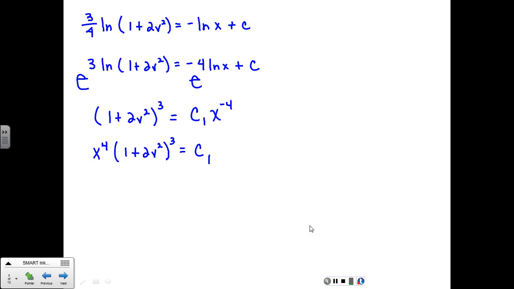Okay, what step are we forgetting about? We haven't forgotten about it, or we just maybe hadn't got to it yet. What do you put back in? V. What do we put in for V? Y over X. Two y squared over x squared. And I can't distribute, can I? You can't distribute that x to the fourth to this because this is all to the third power.